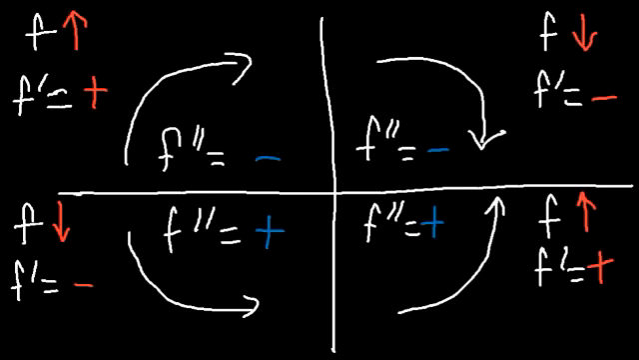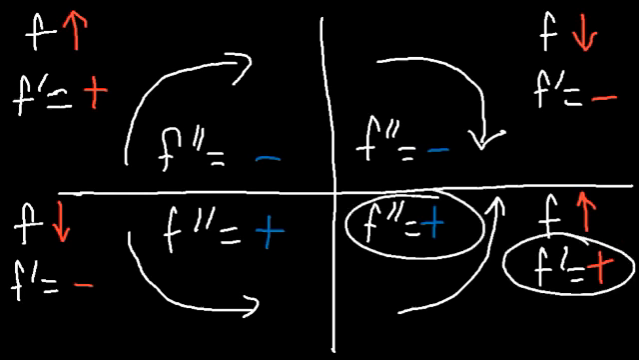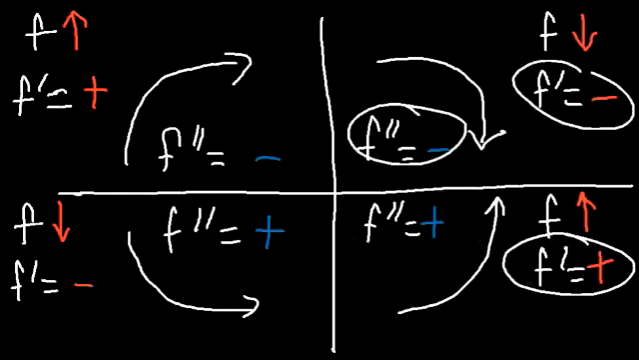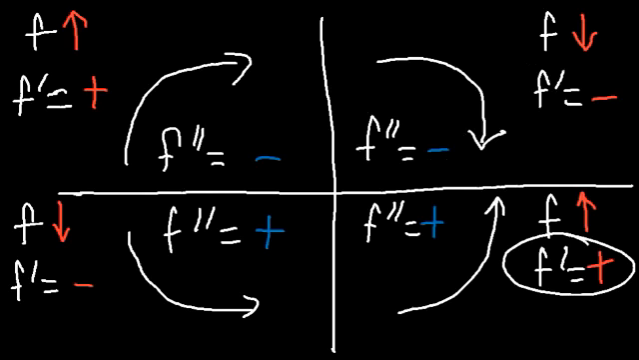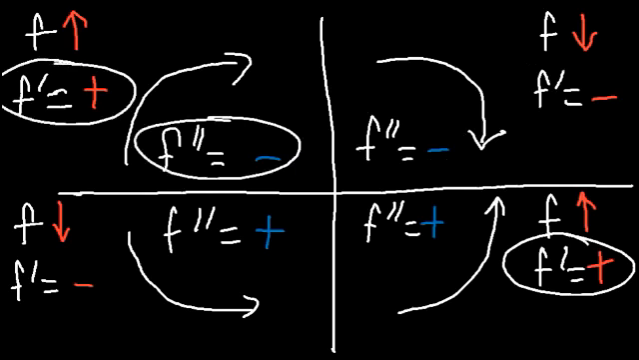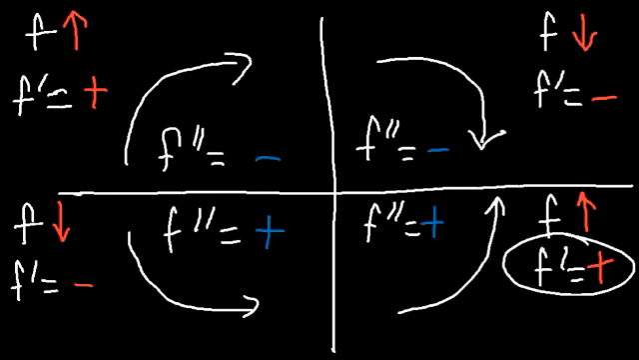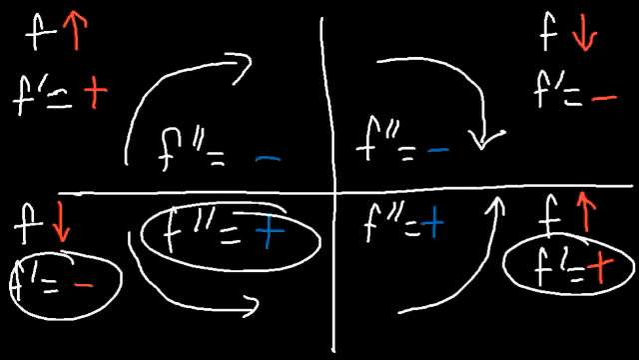What's important is that you know that if the first and second derivative is positive, the graph is increasing at an increasing rate. If they're both negative, it's decreasing at a decreasing rate. If the first derivative is positive and if the second is negative, the function is increasing but at a decreasing rate. And if the first derivative is negative and if the second is positive, the function is decreasing at a decreasing rate.